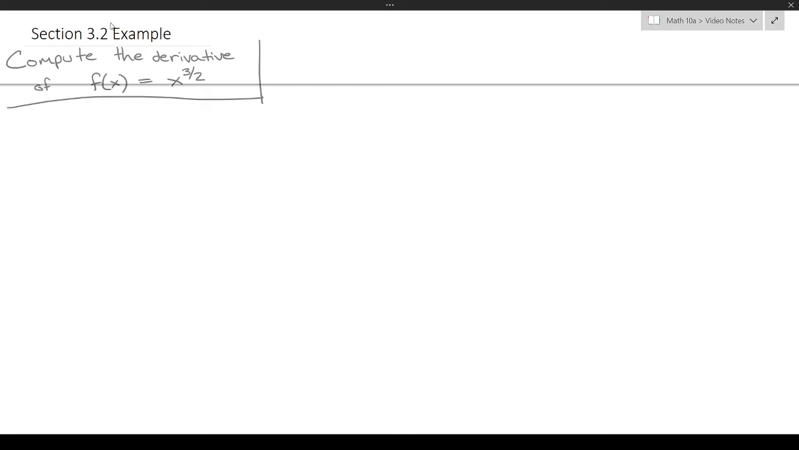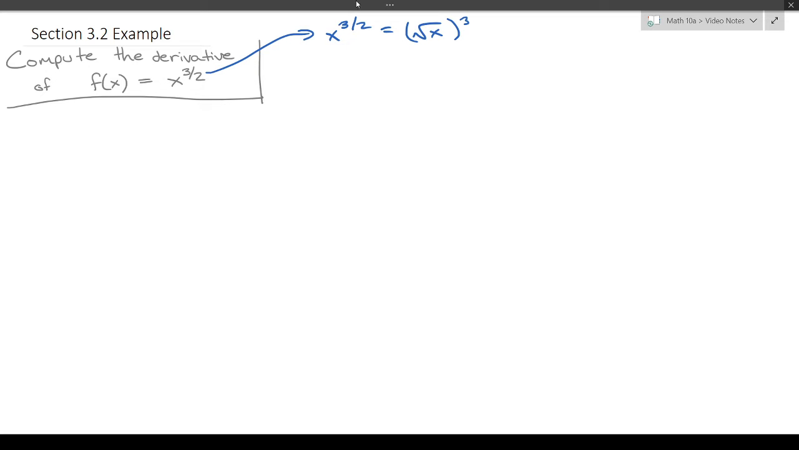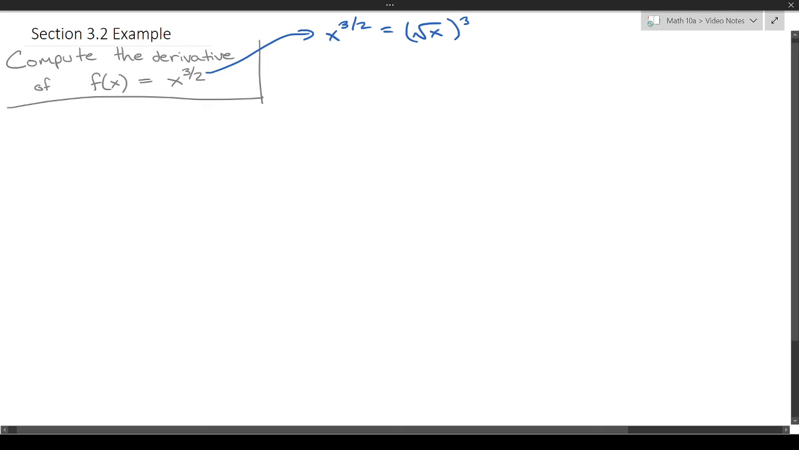So, first, a quick review. What is x to the 3/2? Just as a reminder, x to the 3/2 means the square root of x to the third power, because the square root of x is x to the 1/2. So we'll keep that in mind for just a second as we start the problem.